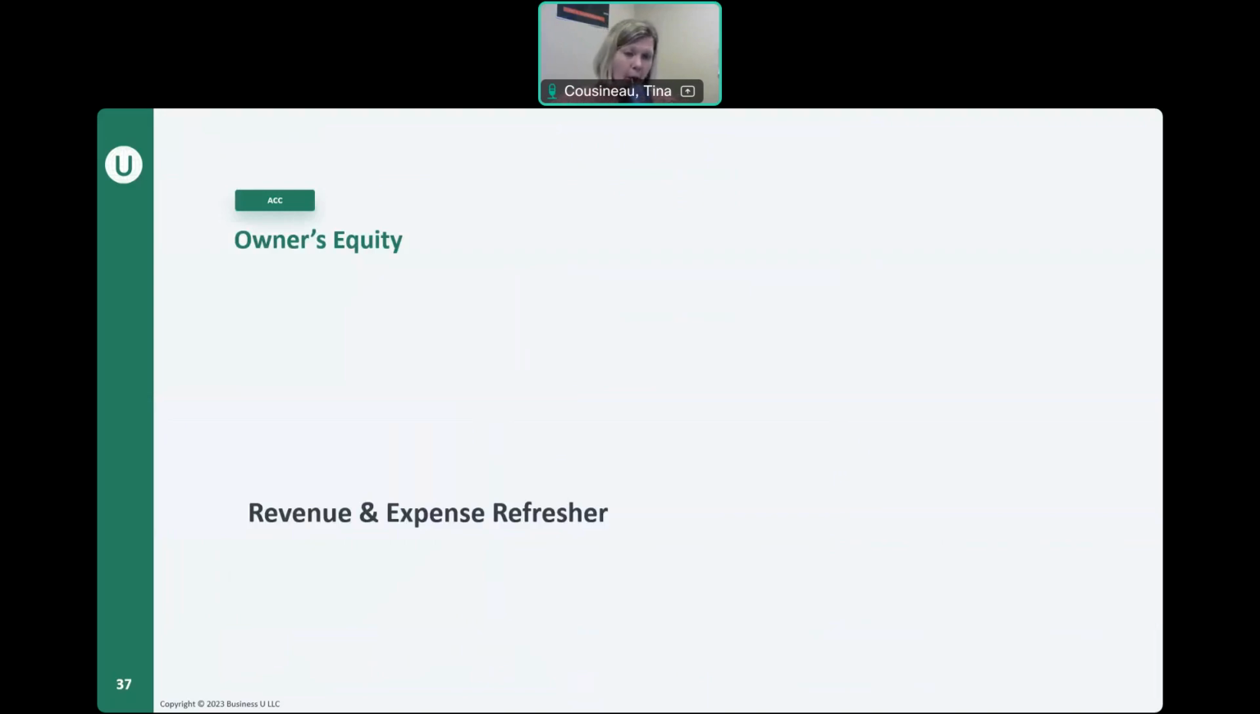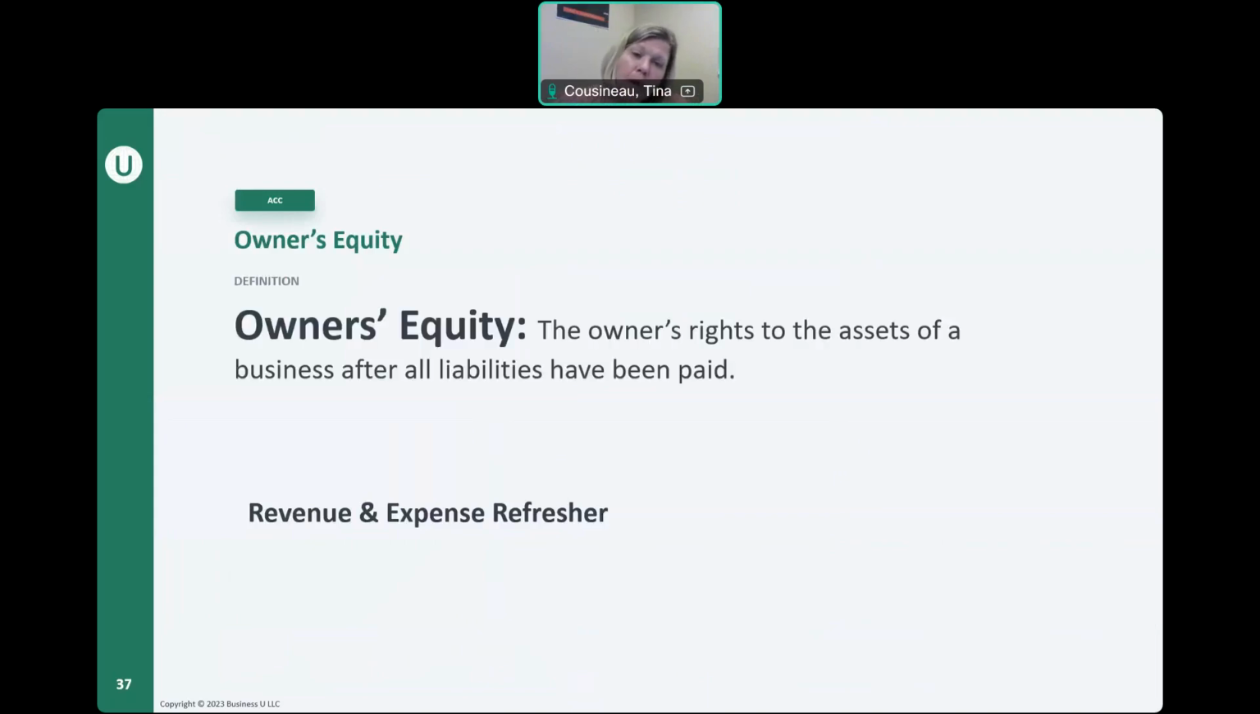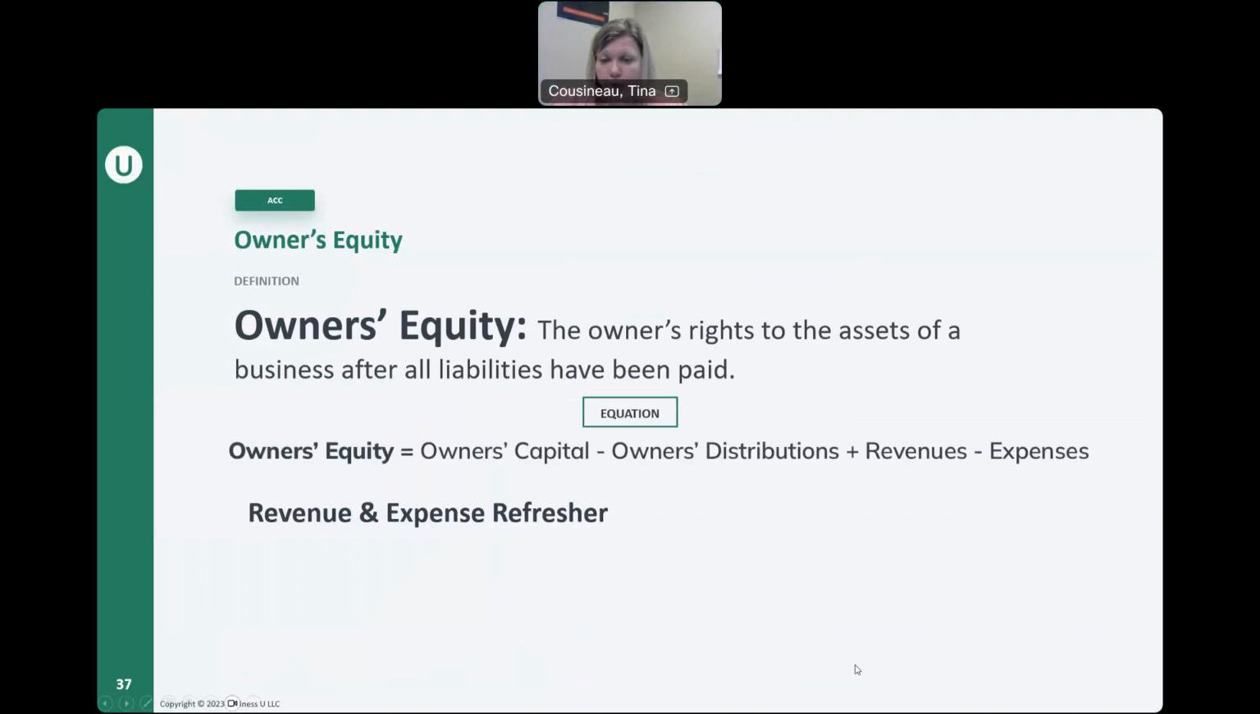Now let's take a look at owner's equity. Owner's equity gets a little complicated, or just a little more detailed. So owner's equity is the owner's rights to the assets of a business after all liabilities have been paid. So the amount of owner's equity really is assets minus liabilities, or the net worth that they have in the company, assets minus liabilities. So the equation we want to look at is owner's equity. It has its own equation.